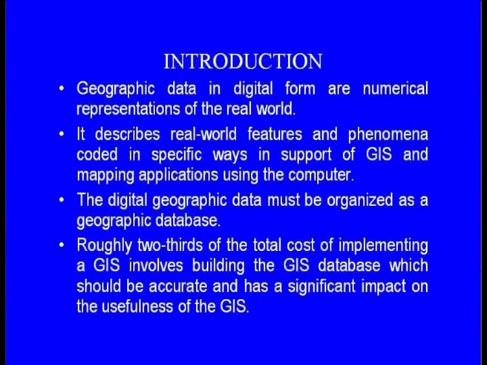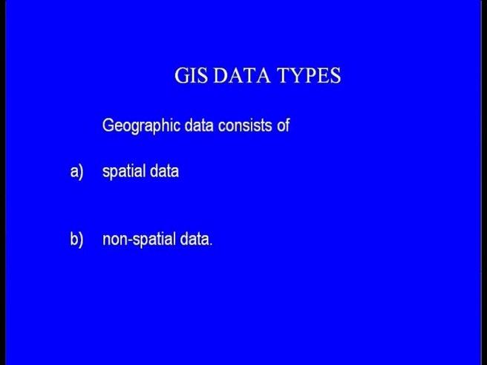The digital geographic data must be organized as a geographic database. Roughly two-thirds of the total cost of implementing a GIS involves building the GIS database, which should be accurate and has significant impact on the usefulness of the GIS. Now, GIS data types can be categorized into two types of data. One is spatial data and the other is non-spatial data.